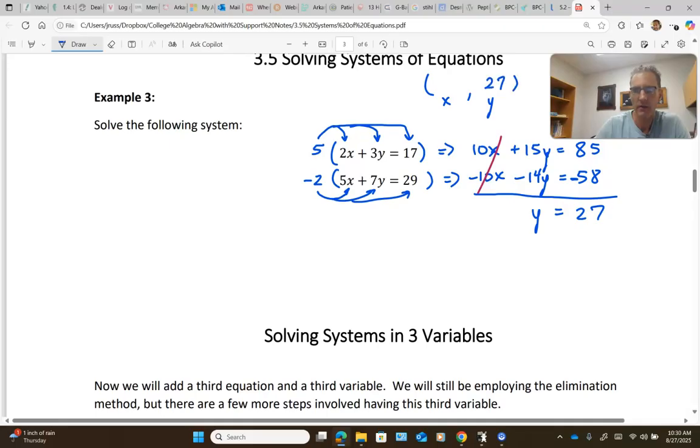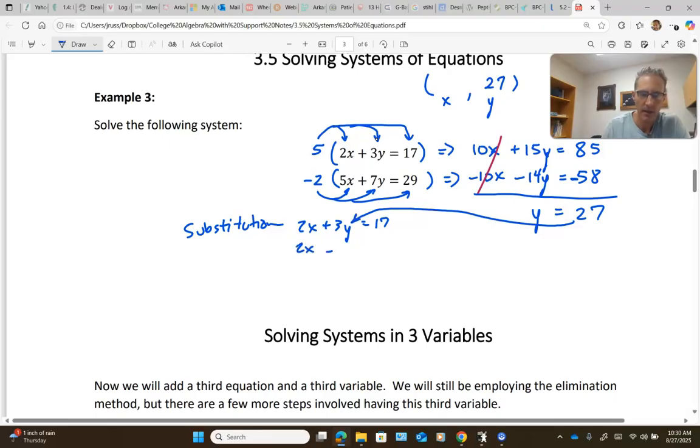So y is 27. Now we need to find the corresponding value of x. So we'll do our substitution again. To be consistent, I'm just going to reuse my top original equation. So it's 2x plus 3y is equal to 17. I'm going to take that 27 and plug it into that y. So I have 2x plus 3 times 27 is equal to 17. Well, 3 times 27 is 81. 2x plus 81 is equal to 17.